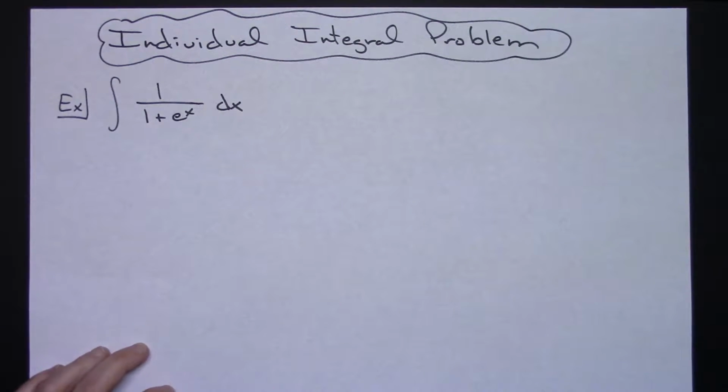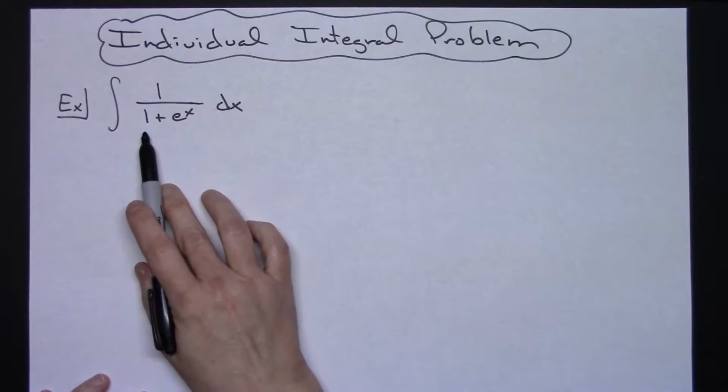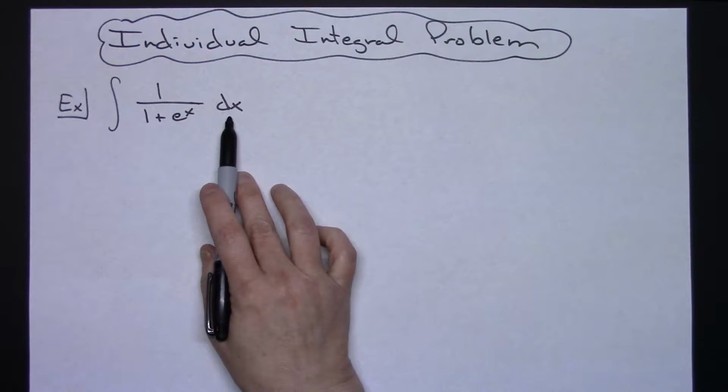In this video, I'm going to work out just a single integral problem, one that can sometimes give people problems, especially if you attempt a u substitution right off the bat. It just turns out to be really messy, and so I'm going to give you a different approach on this one. Let's suppose we're taking the integral of 1 over 1 plus e to the x dx.